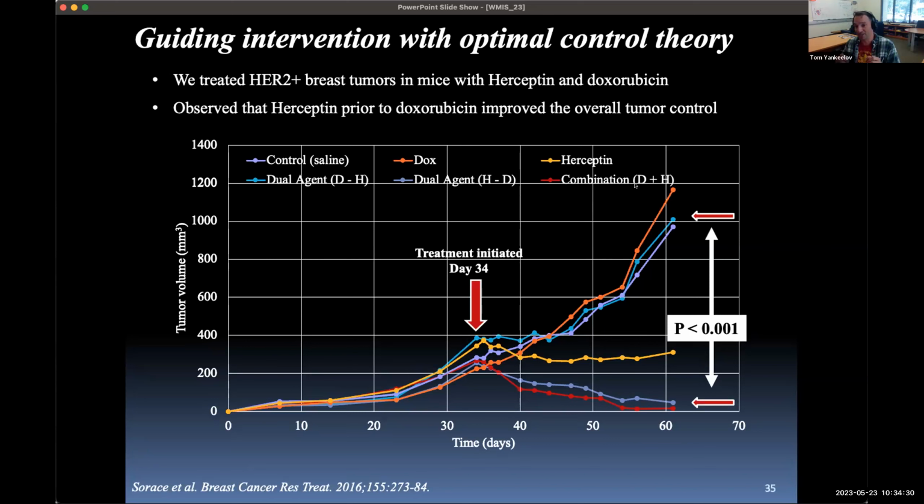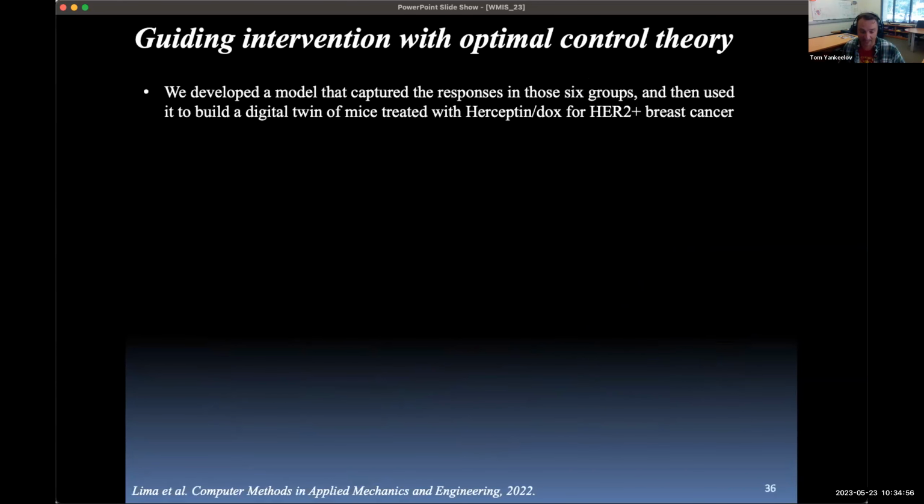So the take-home message there is HER2 positive breast tumors, at least in this tumor line, if we give dox and Herceptin together at the same time, we get good tumor control. If we put dox first and then Herceptin, it's like we didn't give anything, and it's the same as the control. But if we put Herceptin first and then dox, we get the same as a simultaneous treatment, but with half the dox dose. And so that's fantastic because it's those broad spectrum chemotherapies that have all the side effects that you're trying to stay away from. So this is a natural thing to try to optimize.